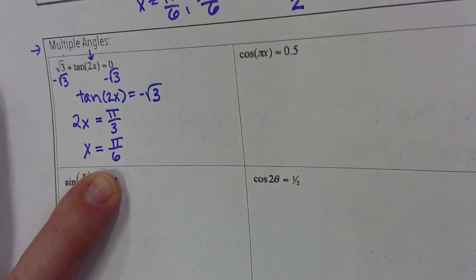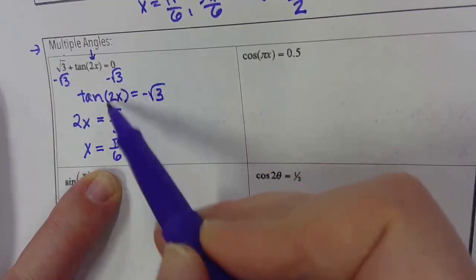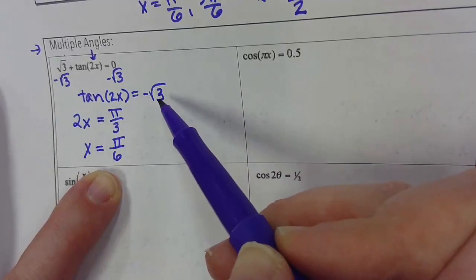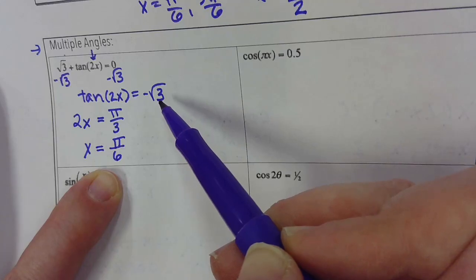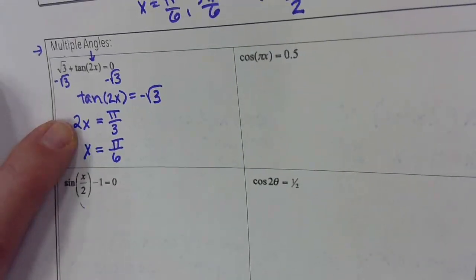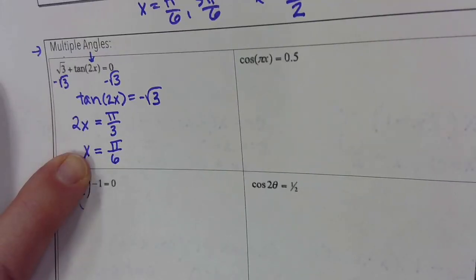Now think about what would happen if you plugged it back in to check it. If you plug it back in here, pi over 6 times 2 would be pi over 3, and the tangent of pi over 3 is negative square root of 3. That's what we're trying to do. So it's just this extra little step to go from here to here to get the x fully isolated.